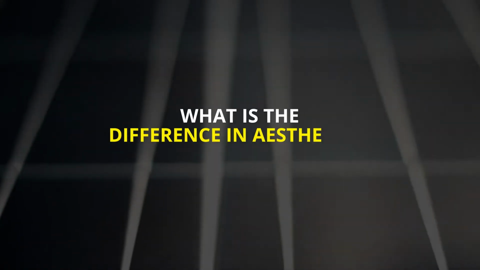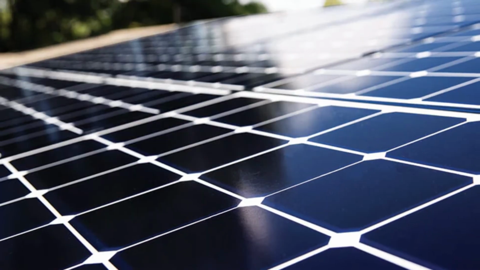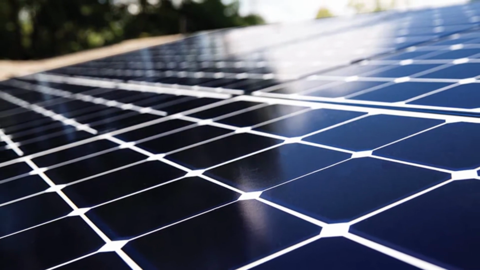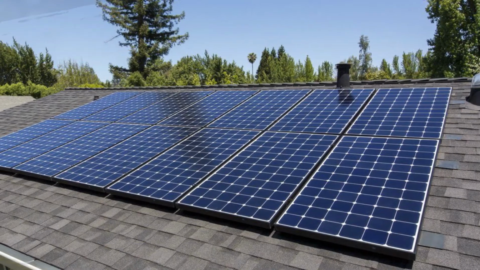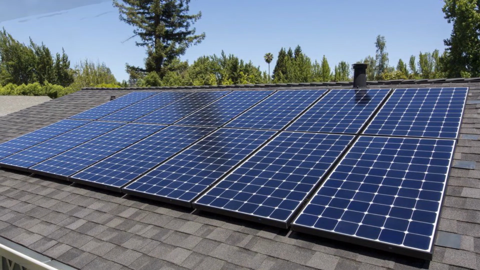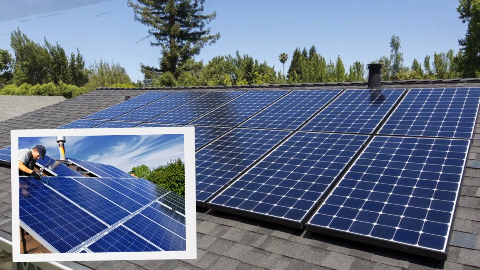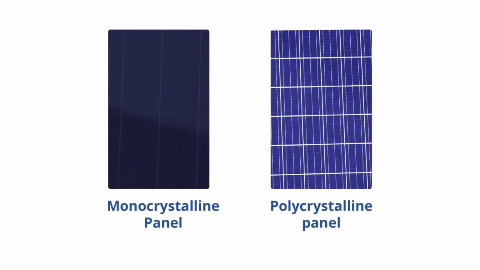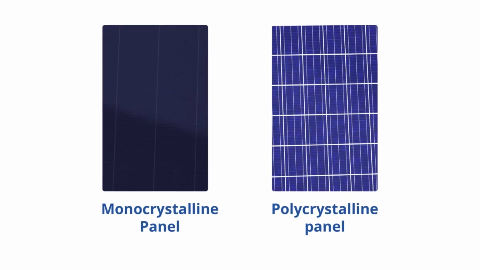What is the difference in aesthetics? Many people prefer the look of monocrystalline solar panels. This is due to the black color, which makes them more discreet and allows them to better match the roof of the house versus the dark blue polycrystalline solar panels. The image below shows the color difference between the two types of solar panels.